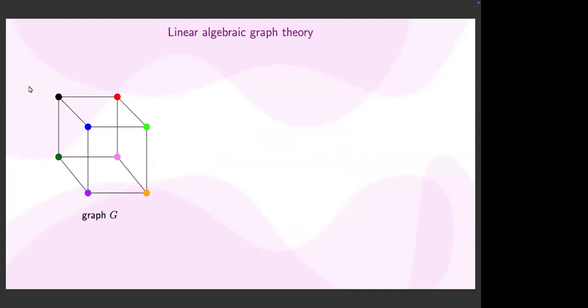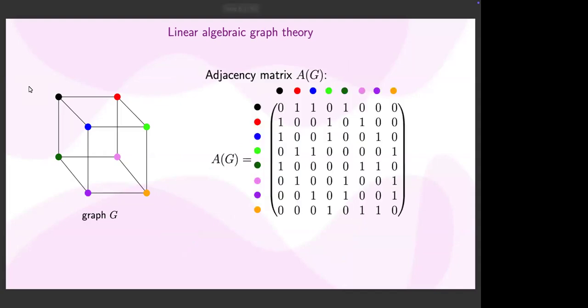Okay, so what is algebraic graph theory, or maybe linear algebraic graph theory? The idea is that we have some object like a graph, which has some vertices, which all have names, which are colors. And we record all the information about its adjacencies in what we call the adjacency matrix.